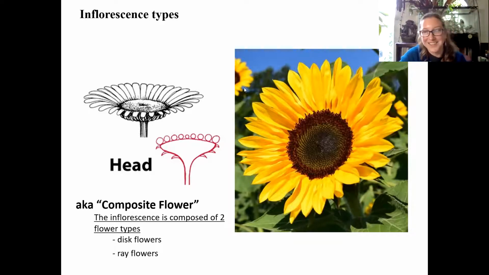Catkins? The catkins, okay. I figured it wasn't sunflowers.